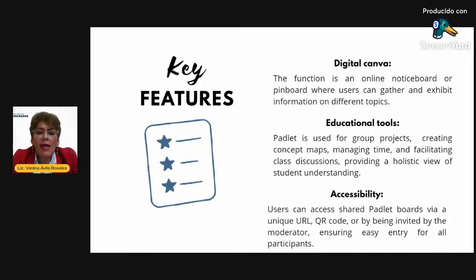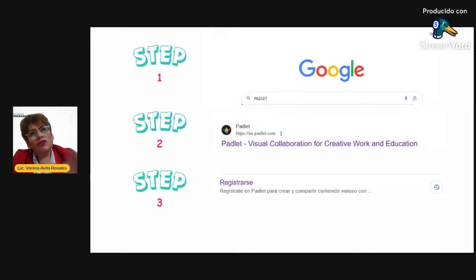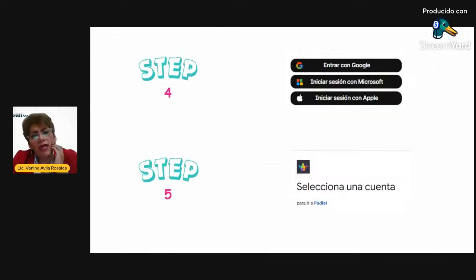Okay. According to the next slide, we have how to use it. Honestly, the use of Padlet is really easy. Step number one is that you have to type Padlet on Google. Step number two, when you have the Padlet page, you have this information. The number three, you have to register. Okay. Step number four, when you register, next slide, please.